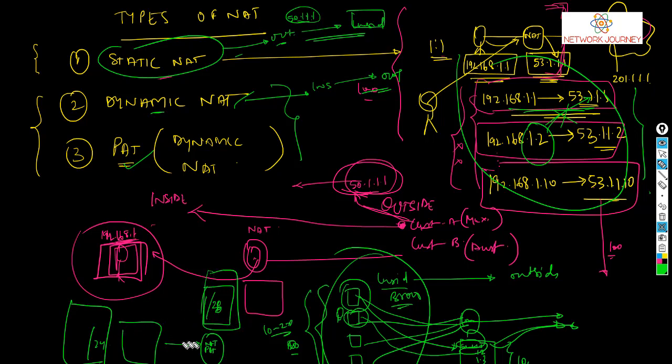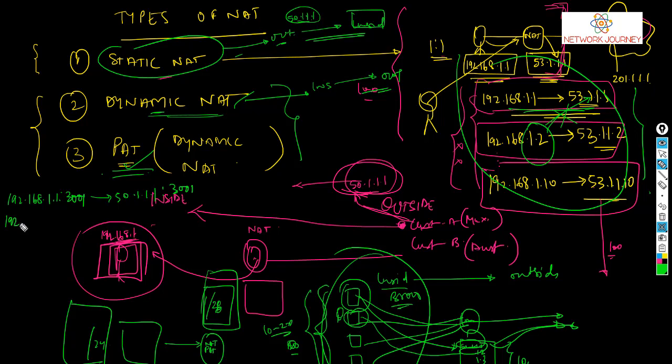It's dynamic. But what PAT does, other than dynamic NAT, is it makes use of the port numbers. In the case of dynamic NAT, there is no port number concept. But in the case of PAT, the port numbers start getting reflected. Okay, so you will see one of the servers, like 192.168.1.1, considering some port number, it's going to hit 50.1.1.1 on port number 3001.